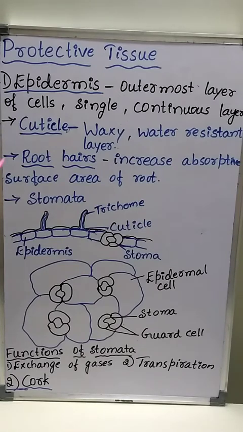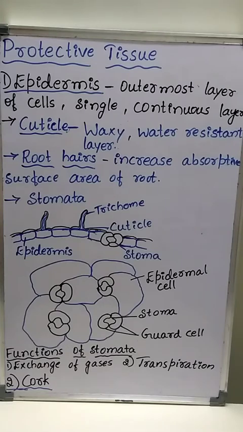The same functions are also performed by another protective tissue called cork, that is, protection against adverse environmental conditions and against pathogens. Cork is the outer protective tissue present in older stems and roots. In older stems and roots, this cork is the protective tissue, and it is also called bark.